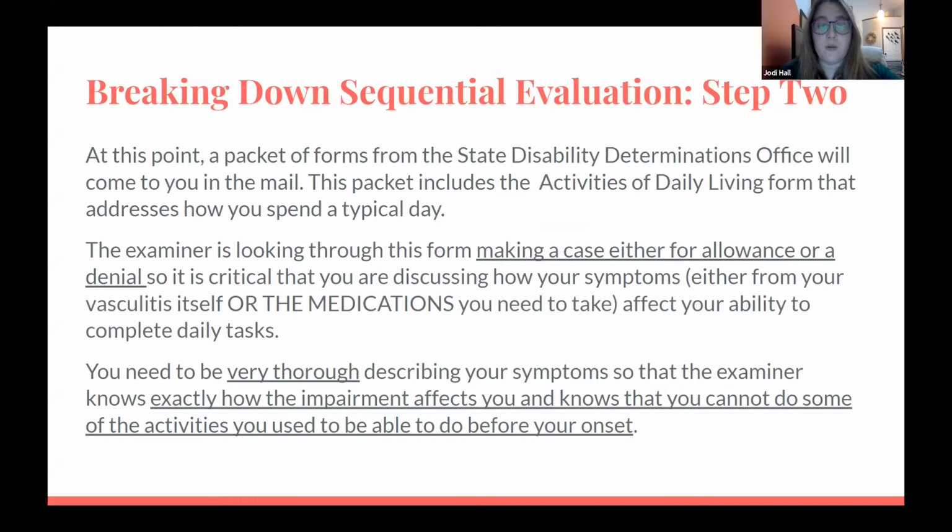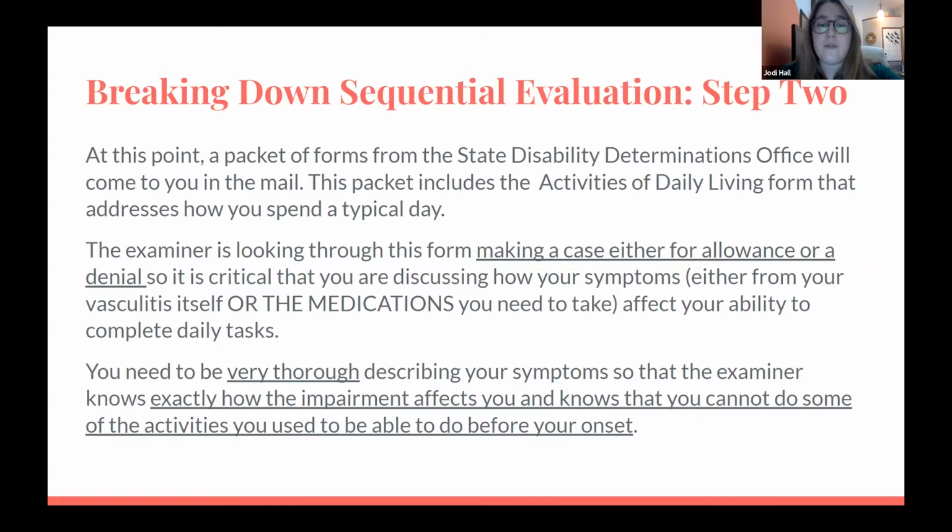So when you get your forms, your examiner is making a case for an allowance or denial. So you will need to be very thorough on how you're explaining your symptoms in your forms so that you can be sure that the disability examiner knows just how limited you are by your vasculitis.